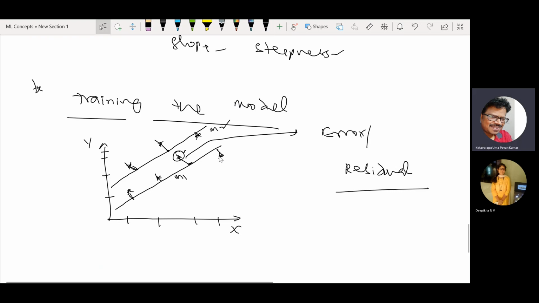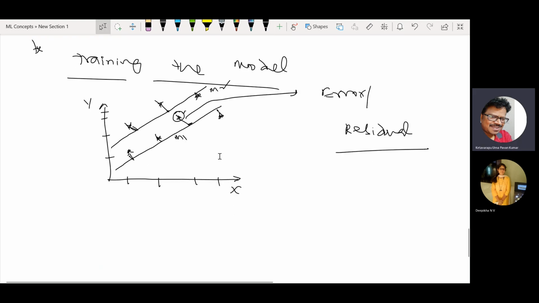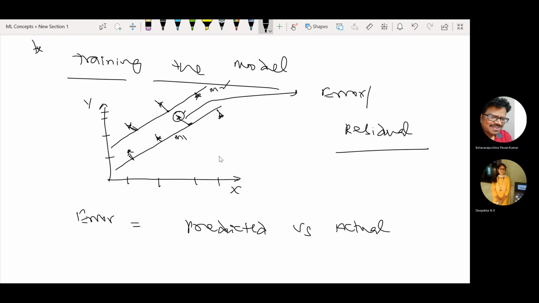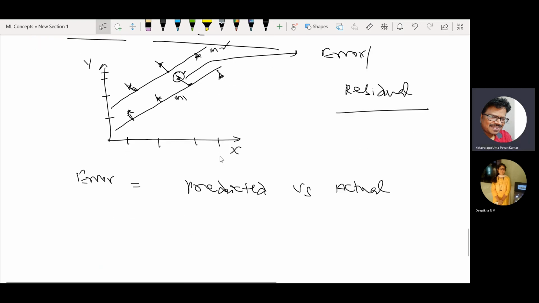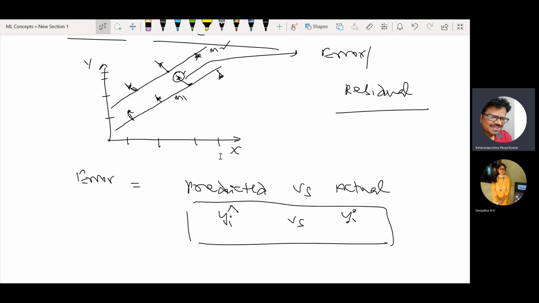Error or residual is the difference between the predicted value and the actual value. Quite simple, no? Friends, remember always that your predicted is yi cap and your actual is yi. Just remember this, because we are going to introduce metrics related to the evaluation of the model, so you need to have that.